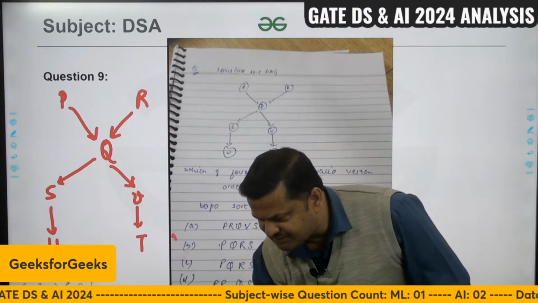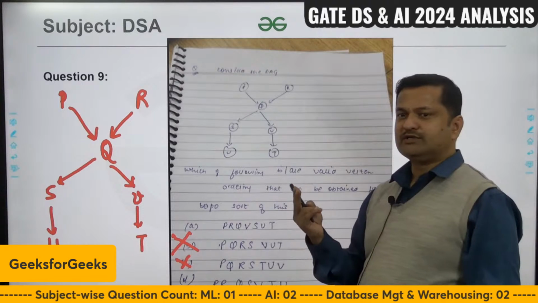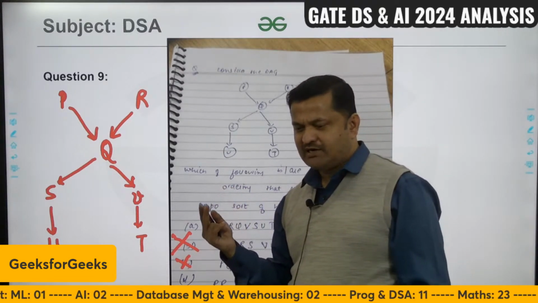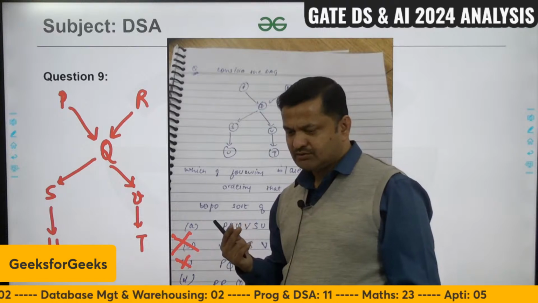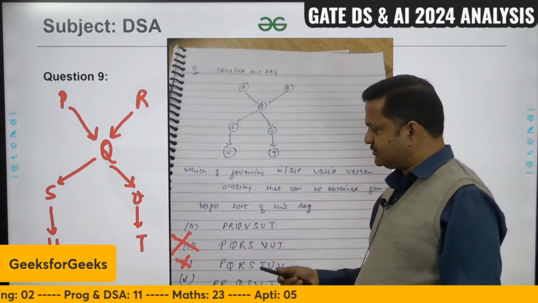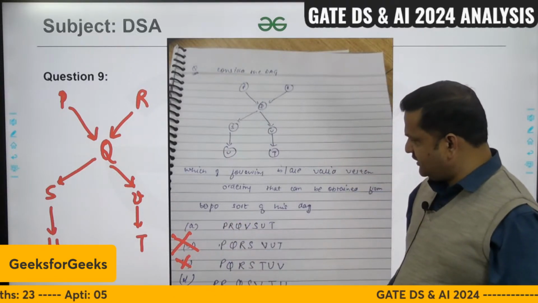Looking at that, options B and C are the wrong options because they include the first two terms as PQ. So the ordering of the nodes is invalid in these two cases. So we cannot start the topological sorting using these two orderings. So there are only two possibilities: A or D can be the correct option.